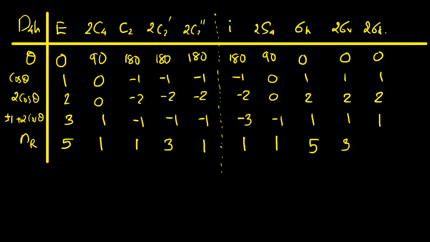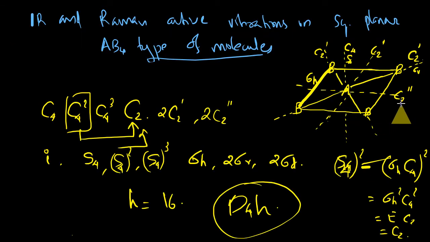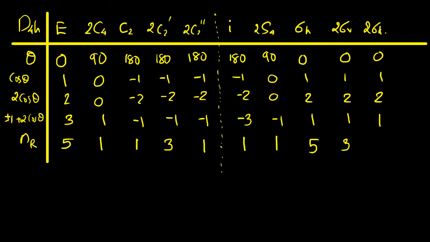And what about sigma d? Sigma d is the dihedral plane. It is passing through here. It is bisecting the BAB bond angle. Sigma d, the dihedral plane, contains only one atom, that is the central atom. Therefore, that only will retain the position, and therefore NR in that case is equal to 1.